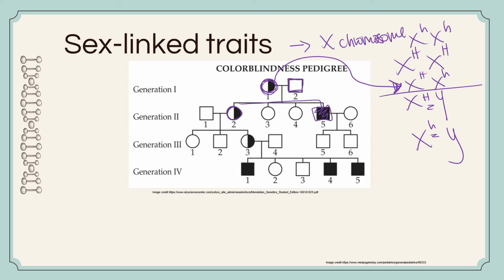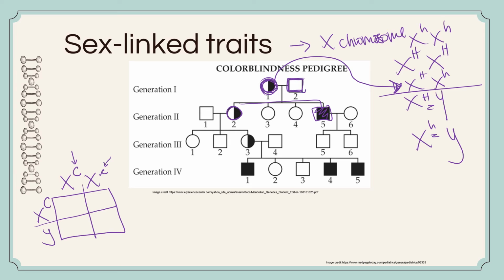Let's look at that in a Punnett square. That mom, who is a carrier for colorblindness, I'm going to give her a capital C and a lowercase c because she is a carrier. So she has normal vision, because of that dominant allele, but she is a carrier of colorblindness. And then dad is XY, not colorblind, not affected, and so he has a capital C for normal vision.